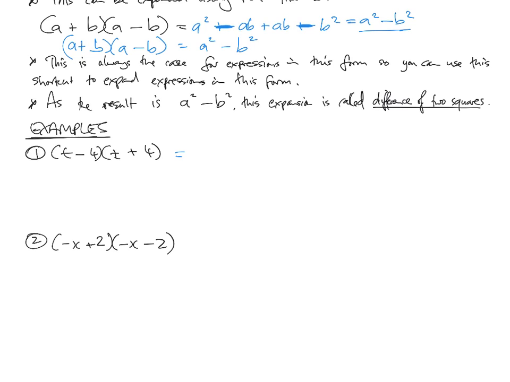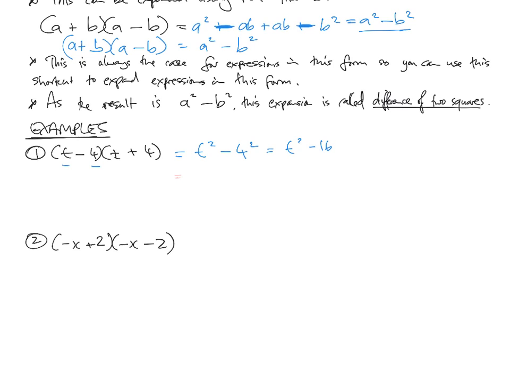So the first term here is t. The second term is 4 in both, and in one of the brackets it's being added, in one of the brackets it's being subtracted, and you're timesing out the contents of the brackets. Therefore, we can apply this difference of two squares expansion to get t squared minus 4 squared, and to go further on from that, because we know what 4 is, 4 squared is 16.